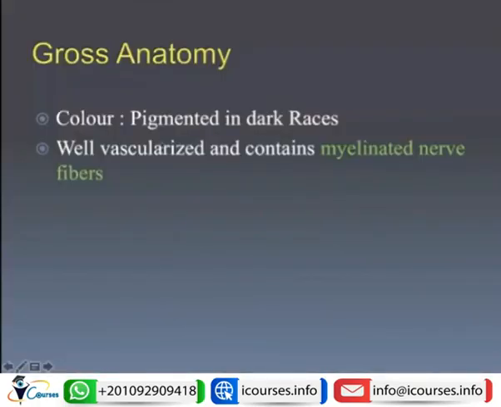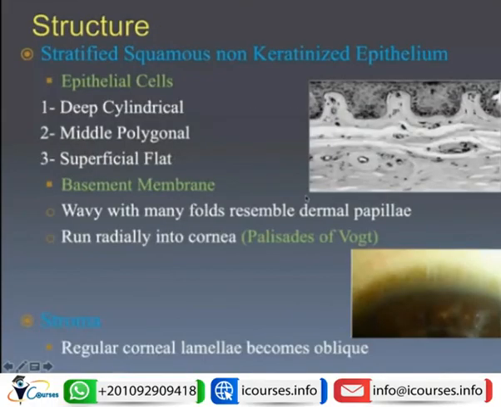So the gross anatomy of the limbus, that is the color of the limbus, is dark in pigmented races, and it has a well vascularized supply formed by the conjunctival branches of the anterior ciliary arteries and contains myelinated nerve fibers.